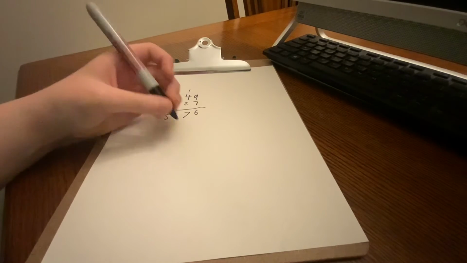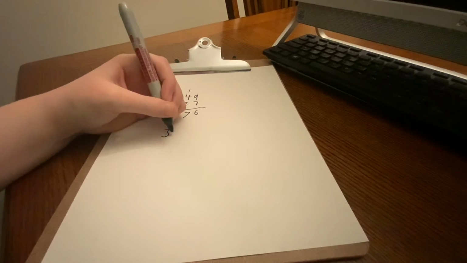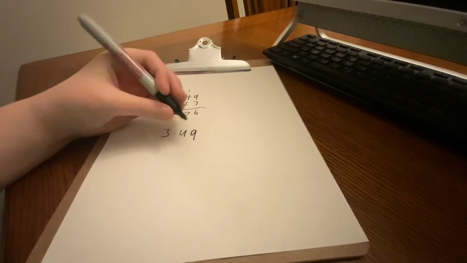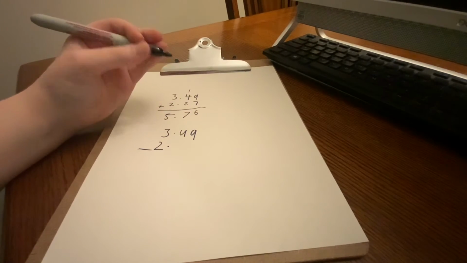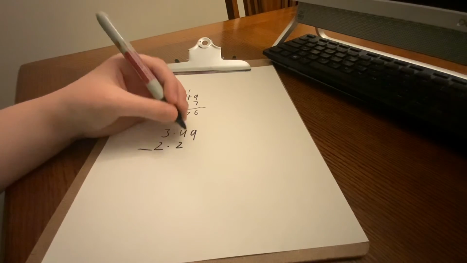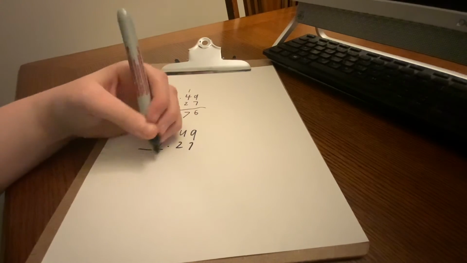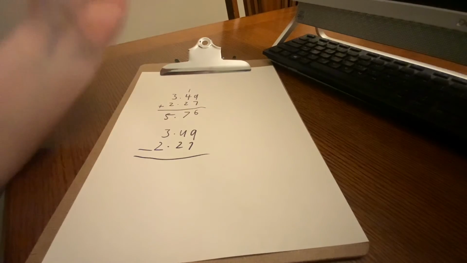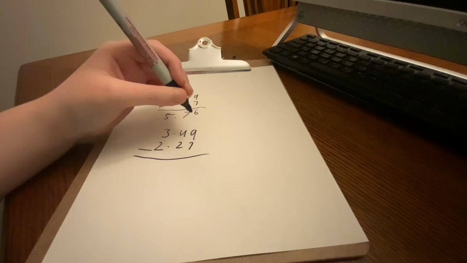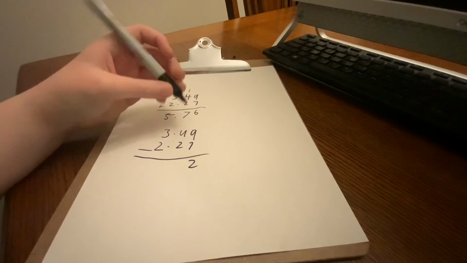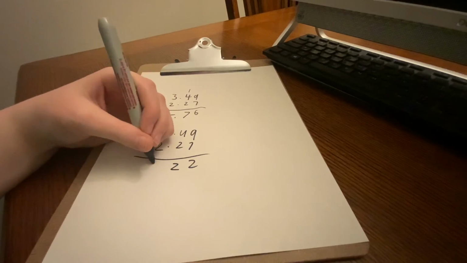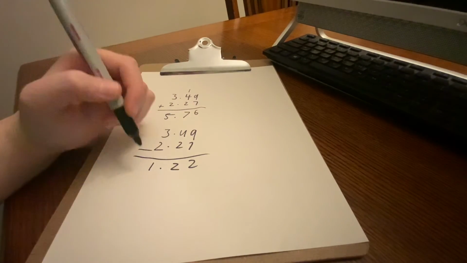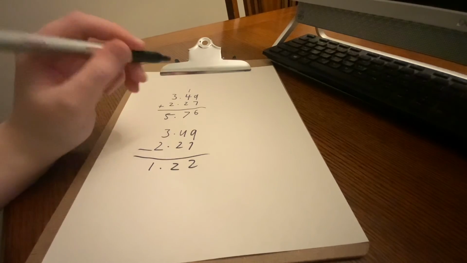Now let's try subtraction. We'll use the same exact problem, but we're going to subtract it. Alright, 9 minus 7 is 2, 4 minus 2 is 2, and 3 minus 2 is 1. So your answer would be 1.22.